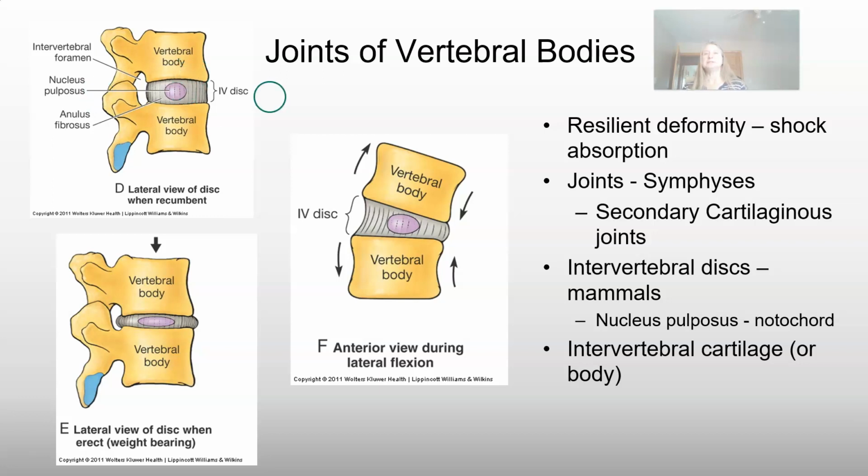These joints are called symphyses, and they're secondarily cartilaginous joints. We have these intervertebral discs. Again, mammals have this notochord here, and we have cartilage in between, okay? So this again is going to allow different compressions. So especially in mammals, when we have these flat surfaces on both sides, it's going to allow distribution of weight across that whole surface, and it allows anterior and posterior flexion as well as lateral flexion.